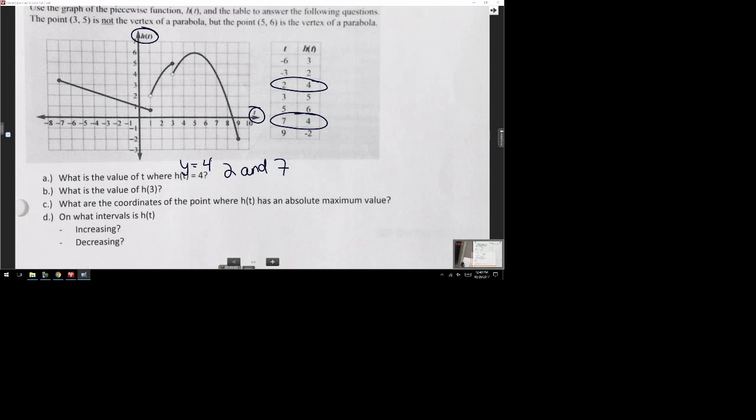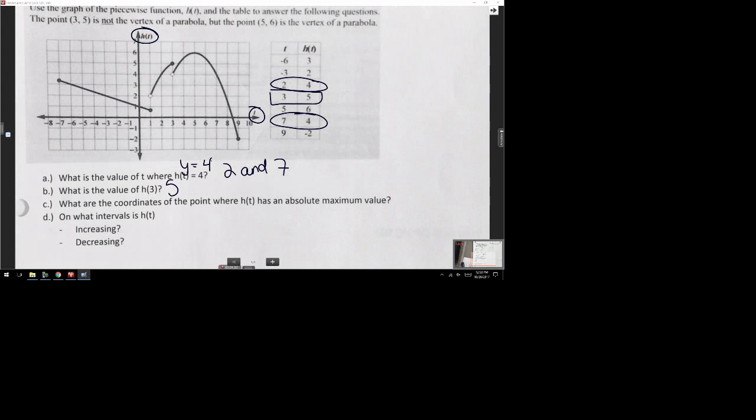All right, so we got H of 3. 3 is in the place of what? X. But this time, they're calling it T, right? So when X is 3, or T is 3, what is H of T? 5. That makes sense to everybody? Y'all okay? All right, now, what are the coordinates of the point where H of T has an absolute maximum?